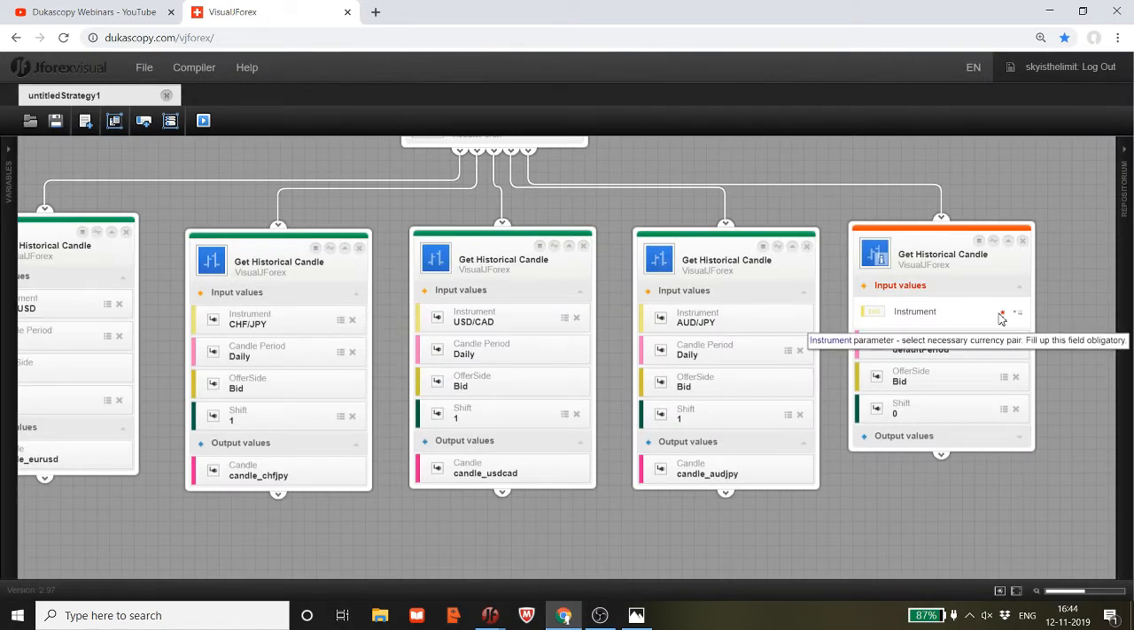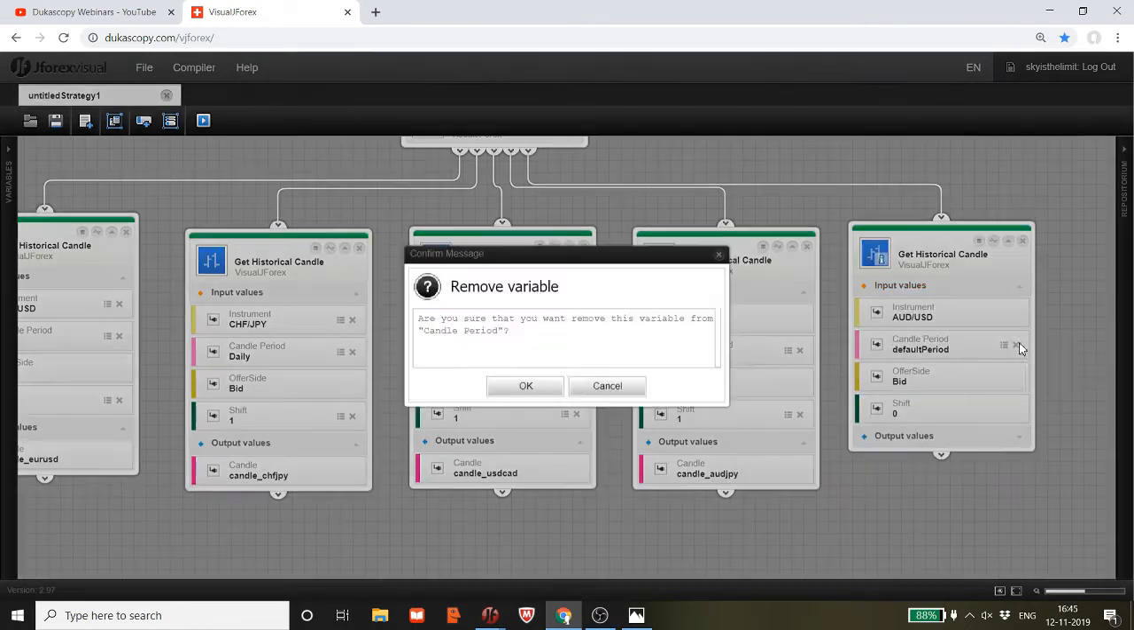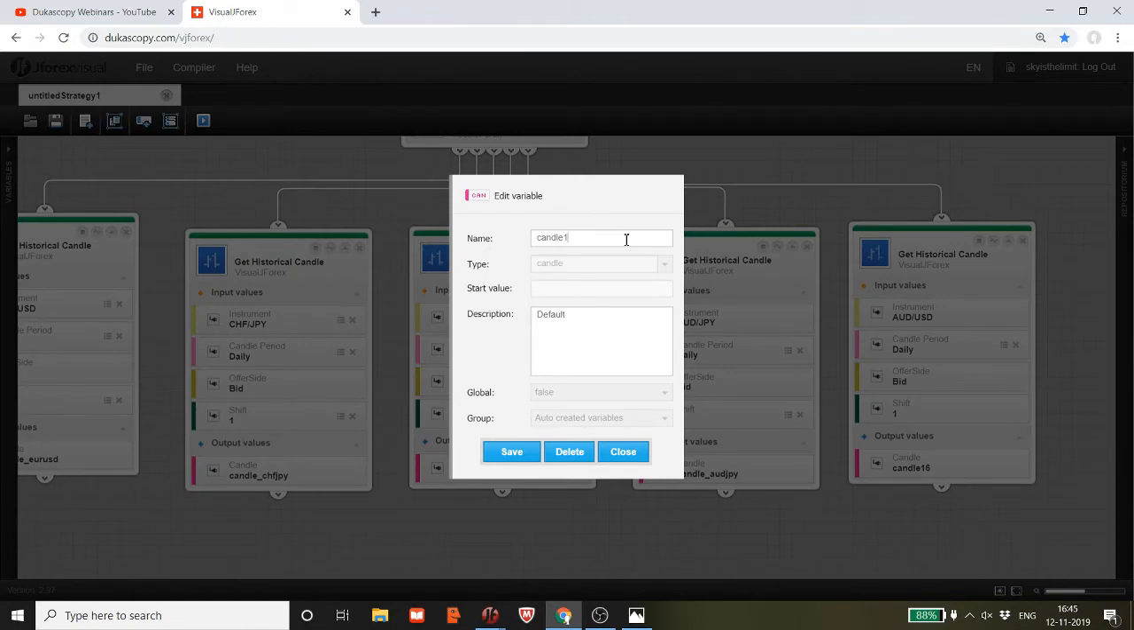Here change instrument to, you can use any instruments. CAD JPY is there. Generally JPY moves in a similar manner. So I will go for a different instrument. AUDUSD is there. And then change candle period to daily. Change shift value to 1. And then name it as candle AUD USD.